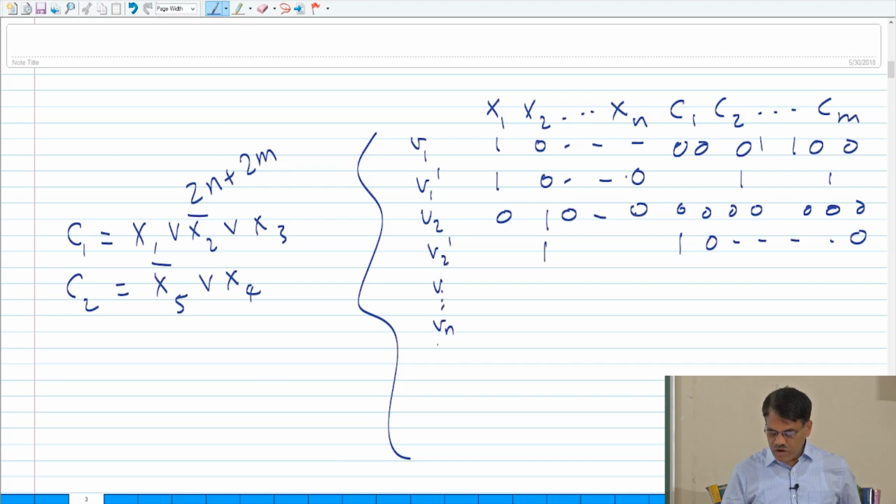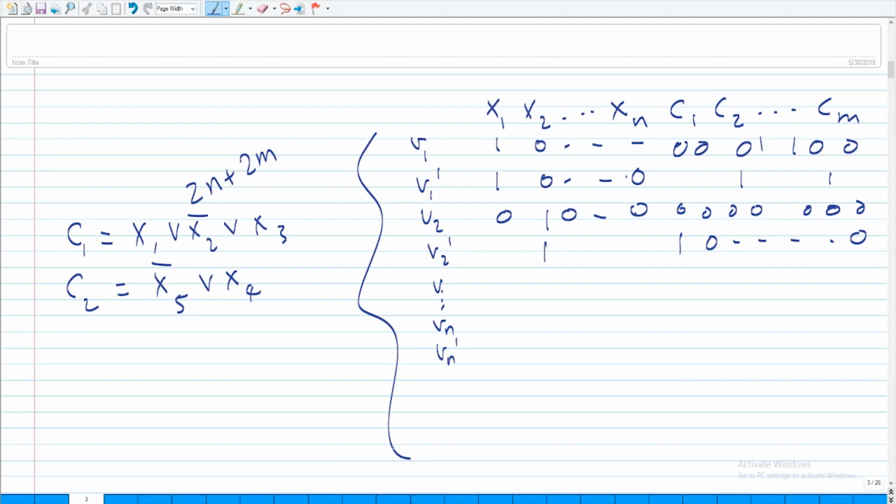Is it clear how I am going to draw the 2n numbers first? The number of numbers is 2n plus 2m. The 2n numbers are 2 for each variable. V1 will have 1 at the x1th position and V1 prime will have 1 at the x1th position. Whichever clauses x1 appears in, I will have a 1 there, and whichever clauses x1 bar appears in, I will have 1s there, because this set of numbers is derived from my formula. So, that is the 2n numbers.